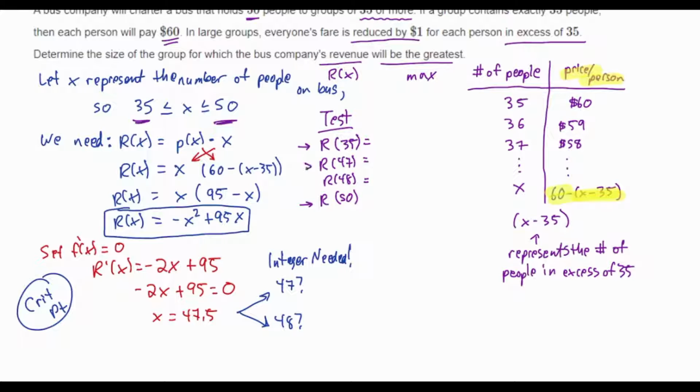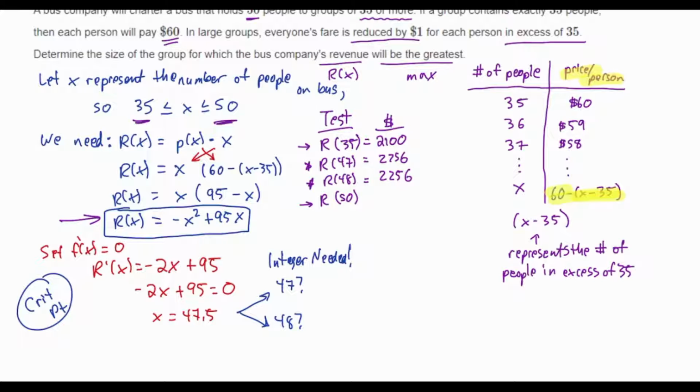And then I'm also testing my critical points here. I'm just plugging them into my revenue function, which is right here. And once again, I'm not going to show my work as I evaluate because you are all capable of doing that. Instead, I'm just going to share the results. So let's evaluate our function. When we are evaluating for 35, our revenue in dollars is going to be $2,100. For 47 people, $2,256. For 48 people, also $2,256.